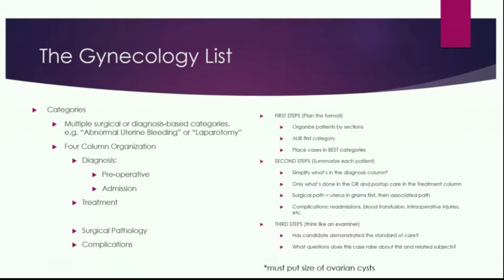The second step, again, is to summarize each patient. When you do the preoperative summary, that's what's on your operative note. If I write symptomatic myomatous uterus as my preoperative reason for doing the hysterectomy, that's what should be on my preoperative diagnosis on my case list. Only what's done in the OR and post-op should be in the treatment column.